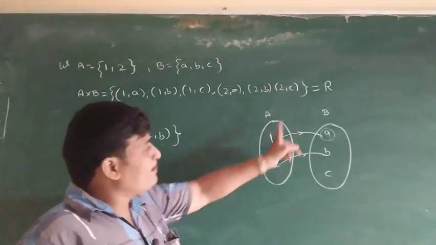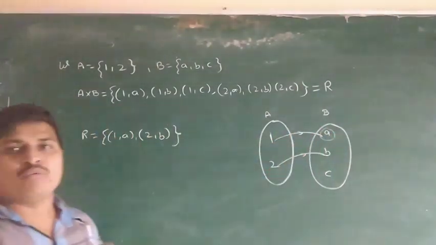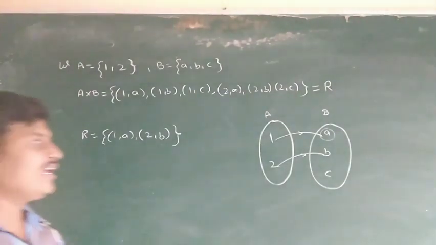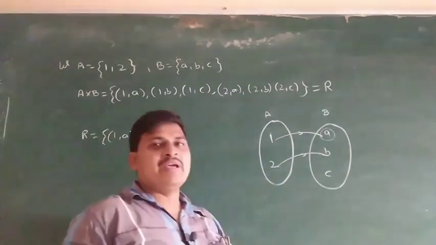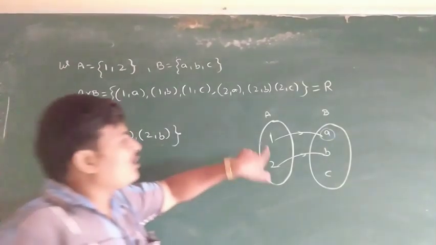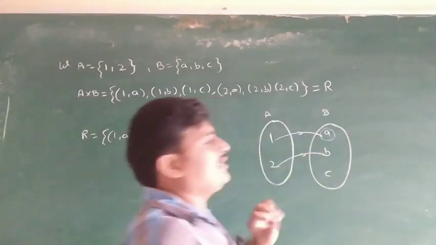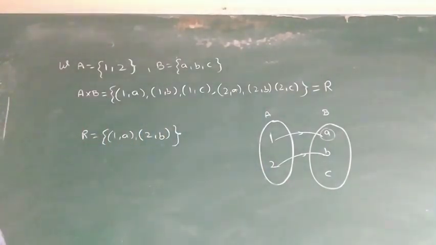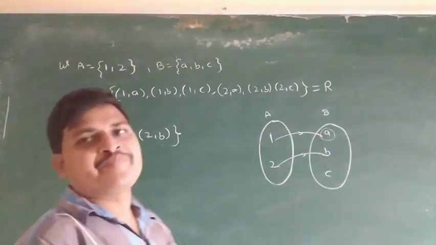So 1 is the pre-image of A. 2 is the pre-image of B. Okay. So the set A is 1, 2, the set B is A, B, C. Okay, this one. Image, pre-image, relation.